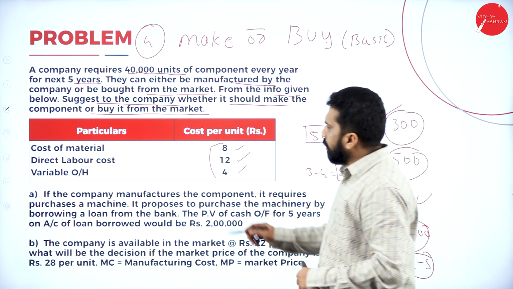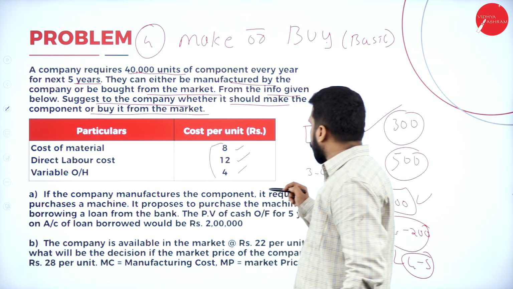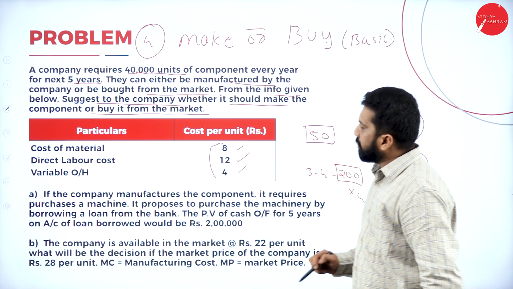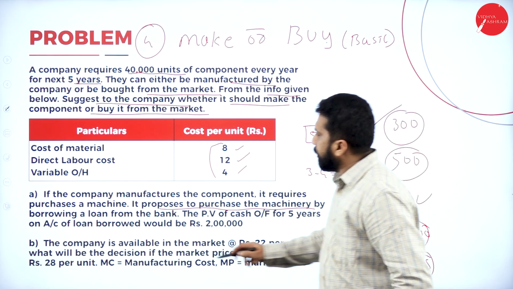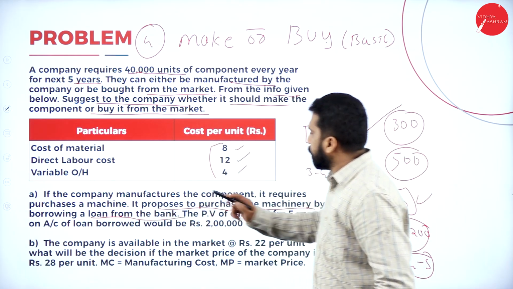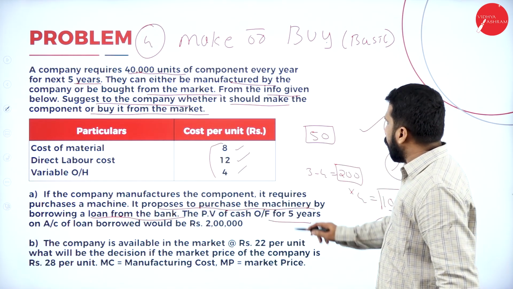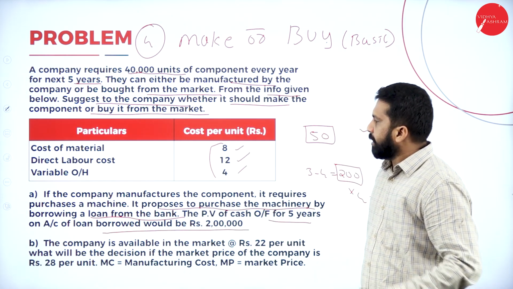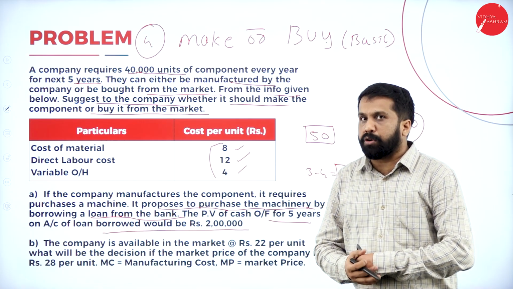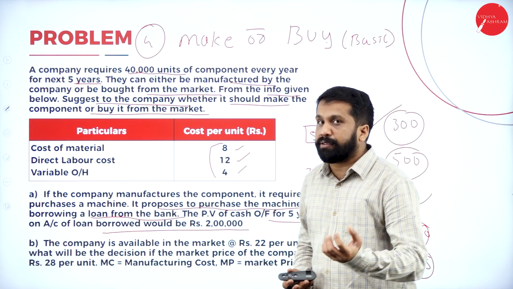Now, if the company manufactures the component, it requires purchasing a machine. It proposes to purchase the machinery by borrowing a loan from the bank. The PV of the outflow for 5 years on the borrowed amount would be 2 lakh. So, if you are preparing at home, what are you supposed to do? You have to collect money.